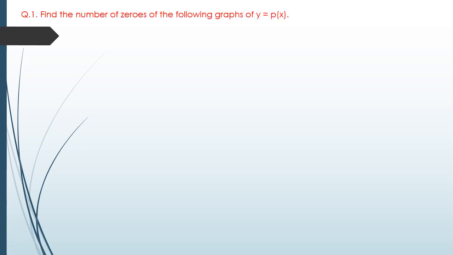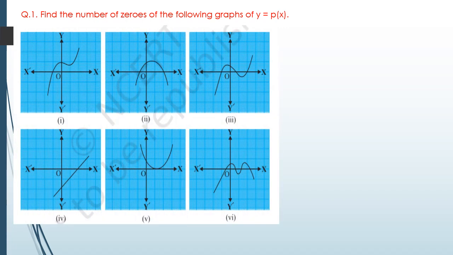Now the question is, find the number of zeros of the following graphs of y is equal to p of x. We have been given 6 graphs. Here, the first one is the graph of y is equal to p of x. It means the variable of the polynomial is x, so we will consider the number of points of intersection with the x-axis only. Suppose instead we have the graph x is equal to p of y, meaning y is the variable of the polynomial, then the number of points of intersection with the y-axis will be considered. Okay, so let us discuss the answers.